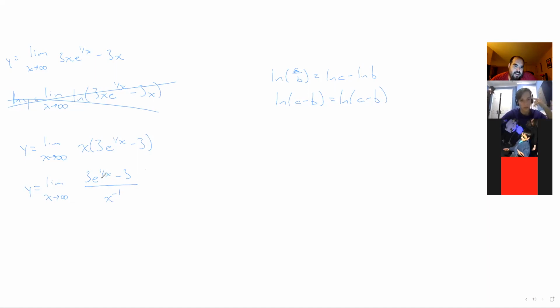So let's go a piece at a time. In the numerator, the only place x appears is in this exponent, right? So as x gets bigger and bigger, what's going to happen to 1 over x? It's going to be approaching 0. So then what's e to the 1 over x going to be approaching? It would be e to the power of 0, so 1. So your numerator becomes what? It becomes 3 times 1 minus 3, so 0.